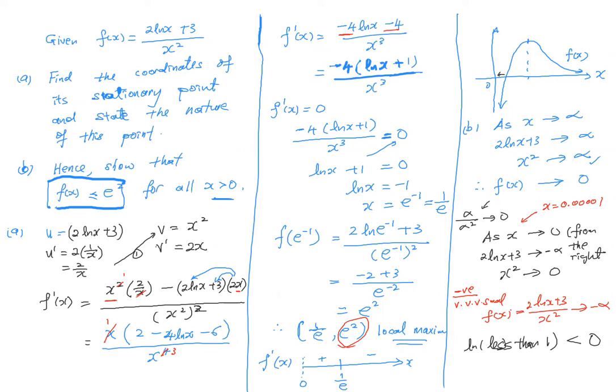Therefore, I can prove that. So therefore, I can conclude. From here, I can conclude the maximum value of f(x) is e squared. So therefore, f(x) is less than or equal to e squared from here.